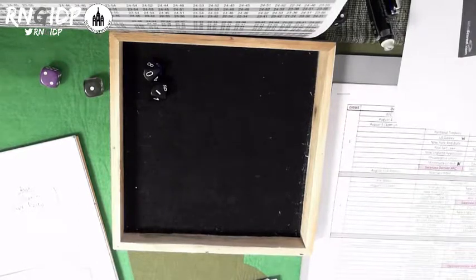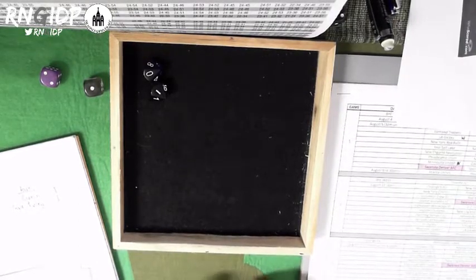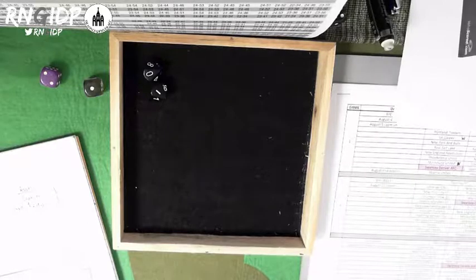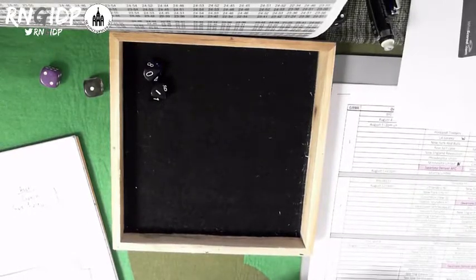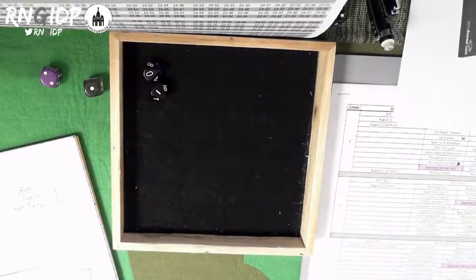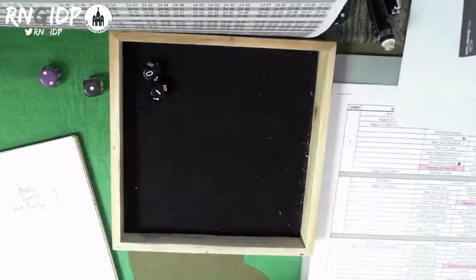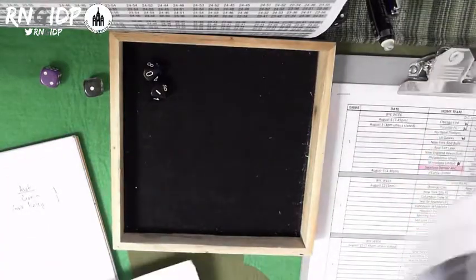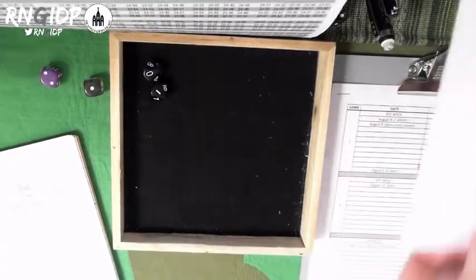Okay. So we've got one more game to go in match day 1. And then I'll input all my data into the table. Update the table and I'll post the results and I'll show you on the next match day. If you don't have a Twitter, I'll show you on the next match day. If you have Twitter, follow me at RNGIDP and I'll post it there as well.